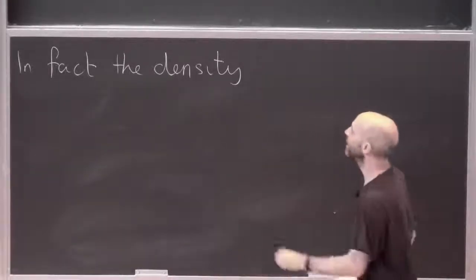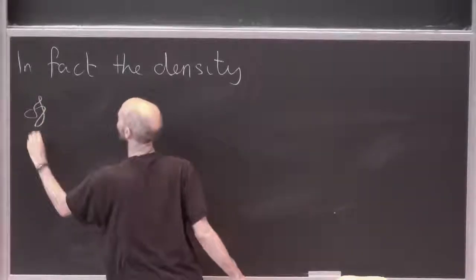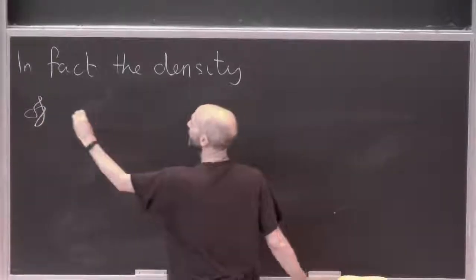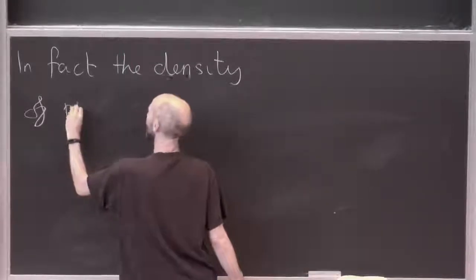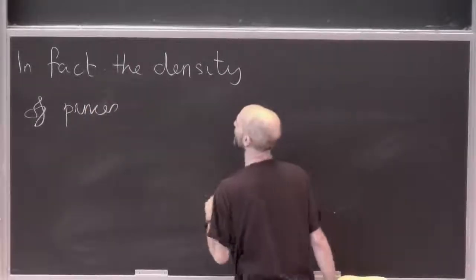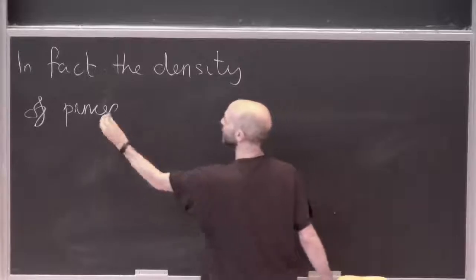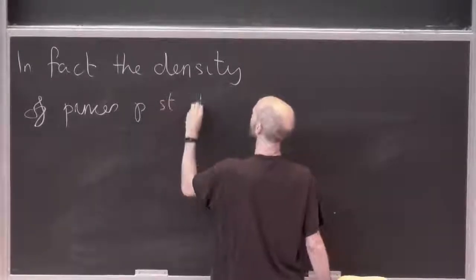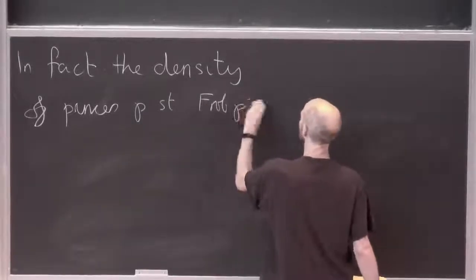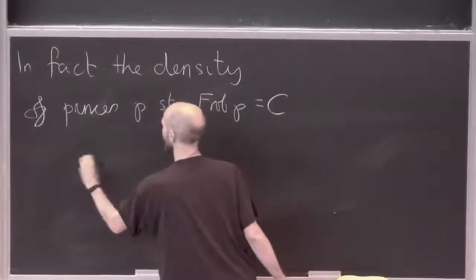You might need to use it. The density, just don't worry if you don't understand it. In fact, the density of primes p, in some well-defined sense that's been known for centuries, the density of primes p such that frob p is in C is in fact just the obvious thing.